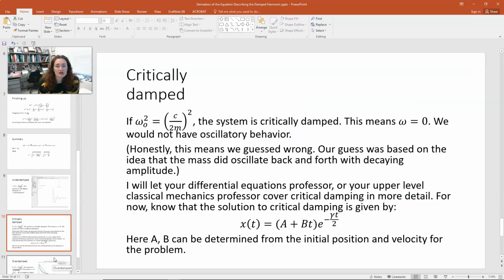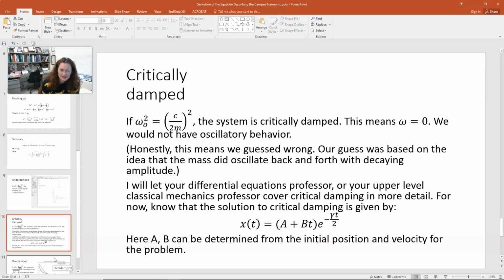Now there's another possibility. And that possibility is if omega naught squared is equal to (c over 2m) squared. Now if that happens, it's called critical damping. And it means that your frequency of oscillation is 0. If your frequency of oscillation is 0, that means it doesn't oscillate.